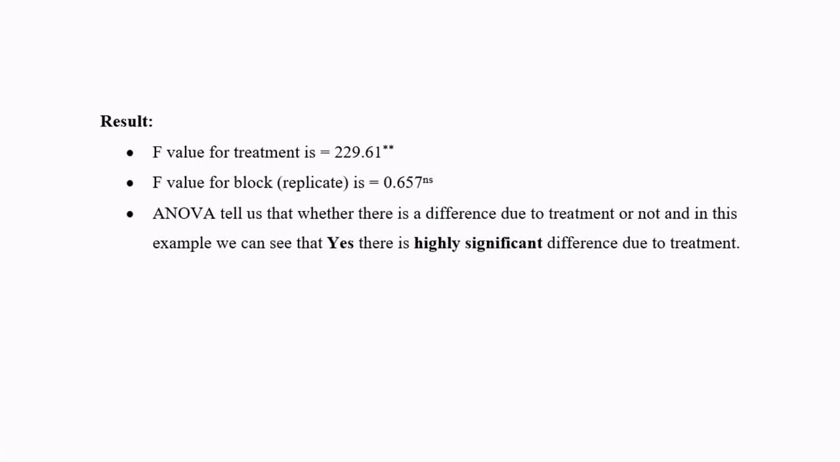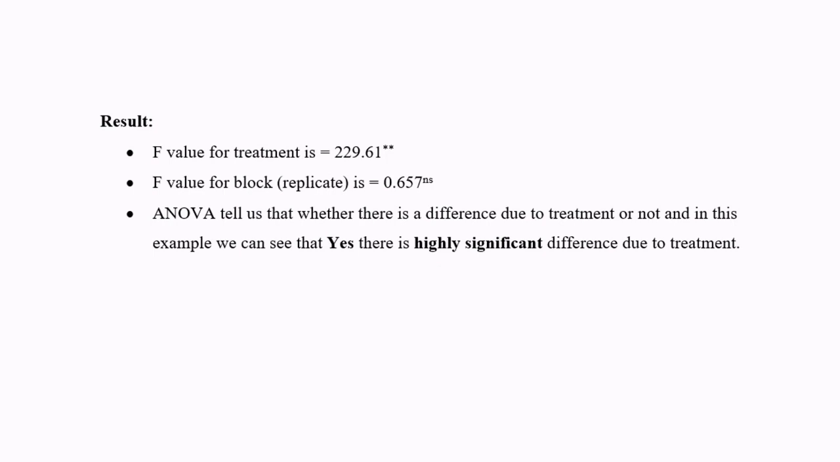The treatment F value indicates that there is a highly significant difference, and the replicate F value indicates that there is no significant difference between the replicate values. We wanted to know whether there is any significant difference due to treatment or not, and in our example we can see that yes, there is a highly significant difference due to the treatment. So this is how we can calculate the ANOVA using a simple calculator.